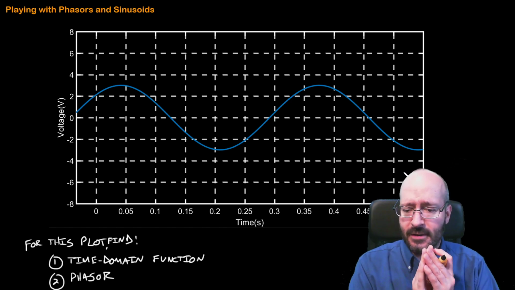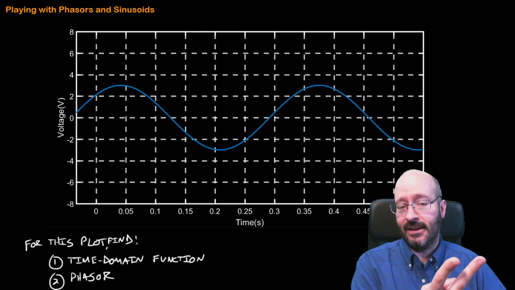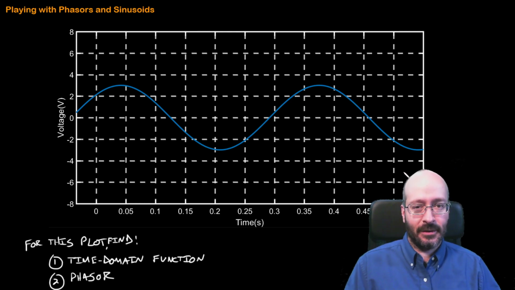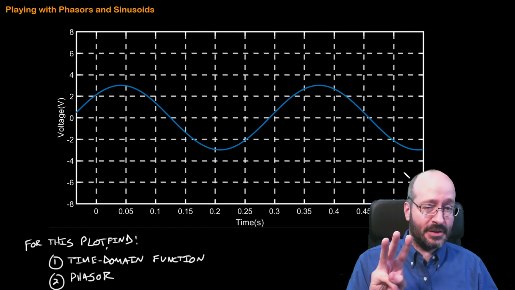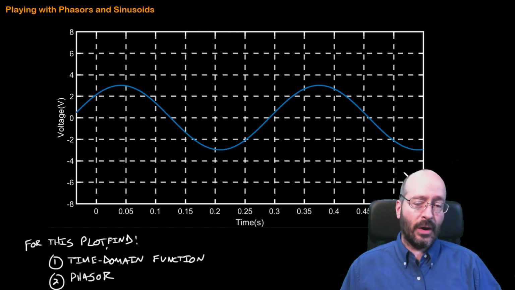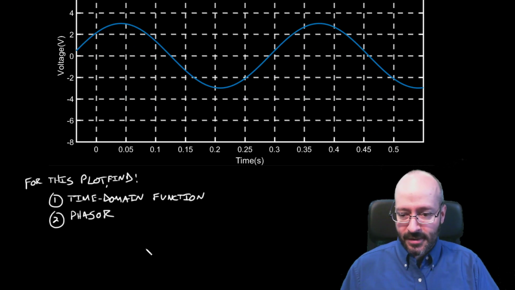And if we want to find the time domain function first and the phasor second, then we're going to have to figure out the pieces of information that define the sinusoid. There's three pieces of information that we need to measure off of this plot in order to write the time domain function. The first one we're going to start out with is amplitude.